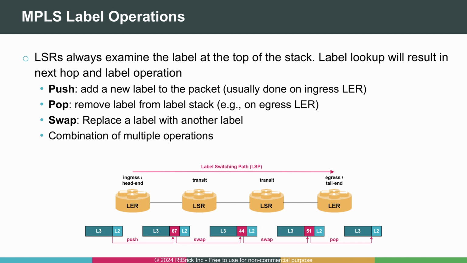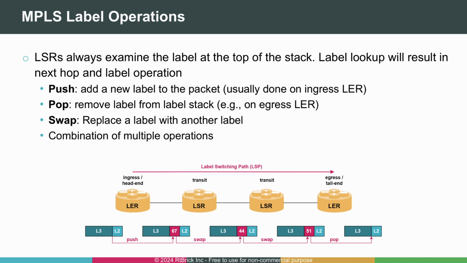Upon receiving a labeled packet, the LSR performs a label lookup, which yields two outputs: the next hop router and a label operation. There are three basic label operations in MPLS. The push operation adds one or more labels to the packet. This is typically done at the ingress LER. Pop is the action of removing the top label from the label stack.